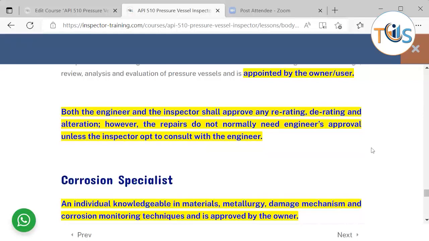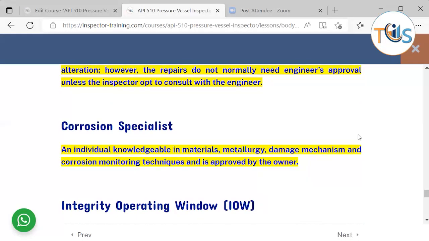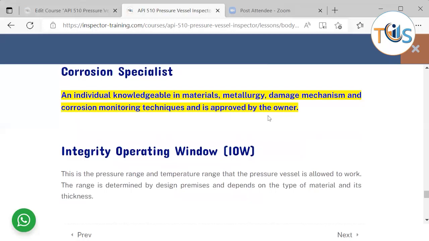Remember that both the engineer and inspector shall approve the re-rating, derating, and alteration. Repairs do not normally need the engineer's approval because there is no change in the integrity operating window, unless the inspector wants to consult with the engineer on some major repair. The corrosion specialist again should be approved by the owner. It actually is representing the owner itself. An individual who is knowledgeable in materials, metallurgy, damage mechanisms, and corrosion monitoring techniques, and again, approved by the owner.